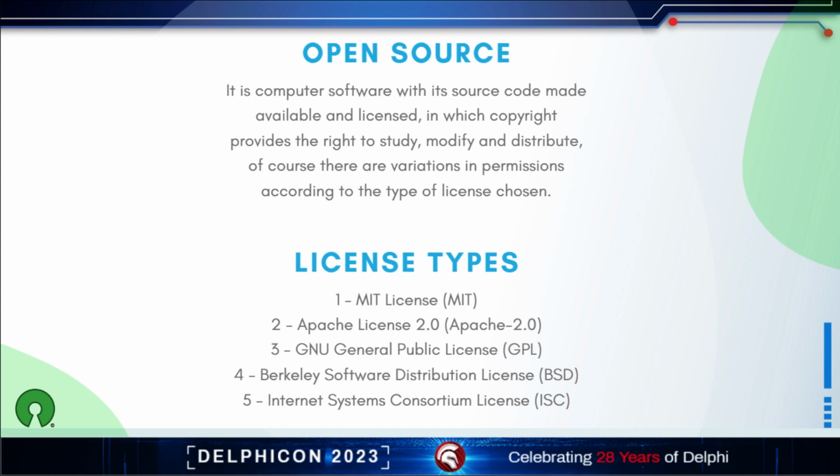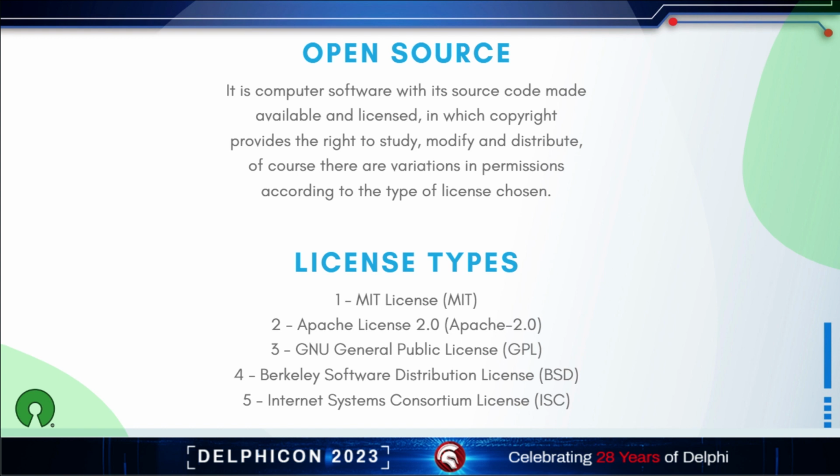The Apache Software License is a permissive open source software license. It allows users to use the software for any purpose, distribute, modify, and distribute modified versions of the software under the terms of the Apache License.